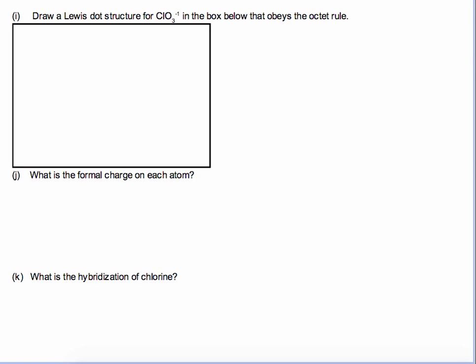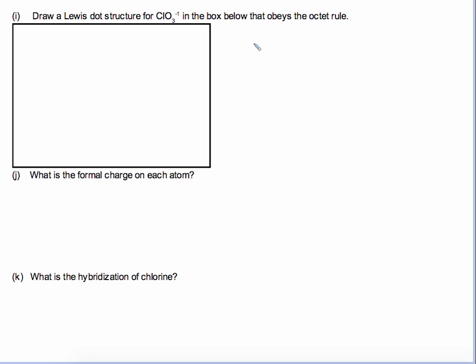Okay, this is 2020 AP review question number 5. It says draw a Lewis structure for ClO3⁻ in a box below that obeys the octet rule.